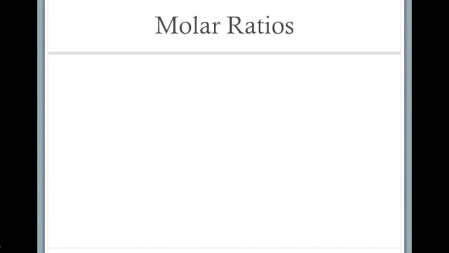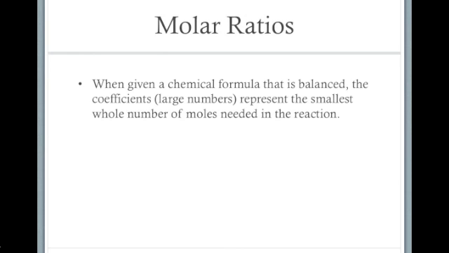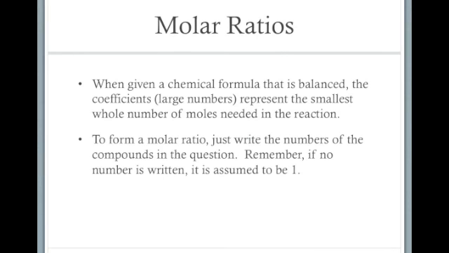sense, all right? The first idea that we need to get under control is how to form a molar ratio. And so we're going to want to look at chemical formulas. If you're given a chemical formula that's balanced, now if it's not balanced, you have to take care of that. But if you're given a balanced chemical formula, then those coefficients, which are the large numbers in front of each compound or element, that is the smallest whole number of moles needed in that reaction. We don't do decimals, so we'd say like 1 mole of this and 2 moles of that. Now, in order to form a molar ratio, all you do is write those numbers from the compounds. If no number is written, it's 1.